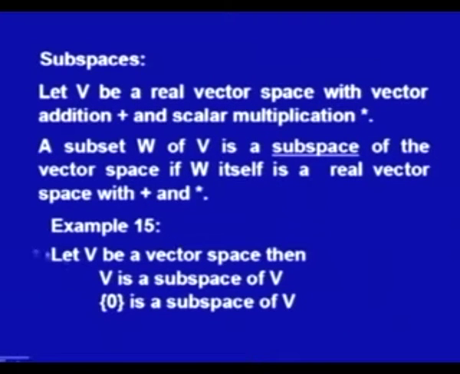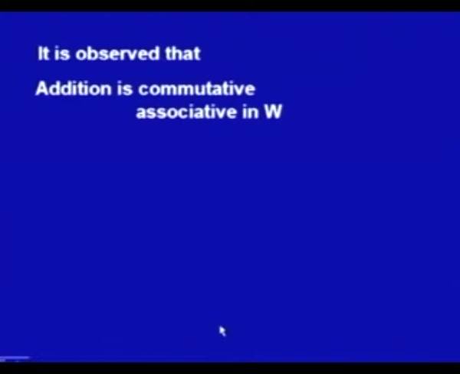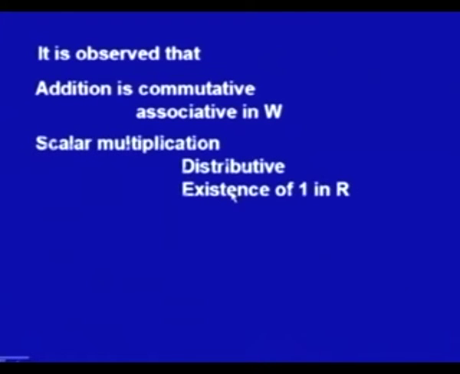Now, this is an example. If V is a vector space, then V is a subspace of V. We can say that V is a subset of V, and since V is a vector space, this is a trivial example that V is a subspace of V. Another trivial example is that the singleton zero is a subspace of V, because this is the additive identity. If it belongs to V, then it will be a subspace. Further, it is observed that addition is commutative as well as associative in W, because all the members in W belong to V. So, if it is associative and commutative in V, then it has to be in W. That is straightforward.